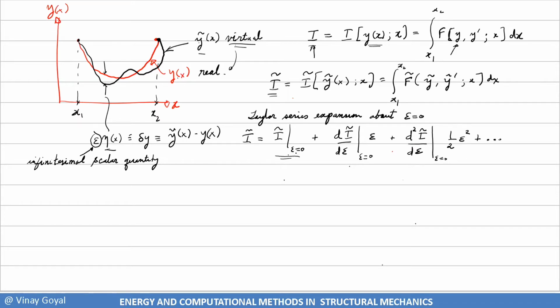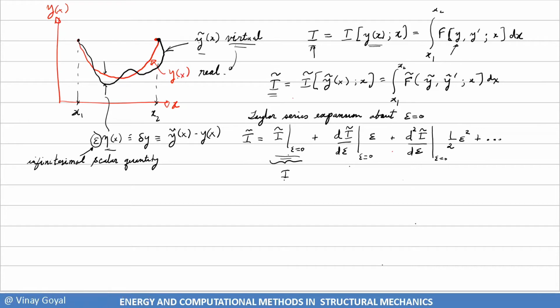This right here, when I set epsilon equals 0, what happens when I put epsilon equals 0? This becomes 0 and y tilde becomes y. So then I recover all these y tildes become y. This y tilde prime becomes y prime. F tilde becomes f. Everything becomes I. So here, this becomes I.